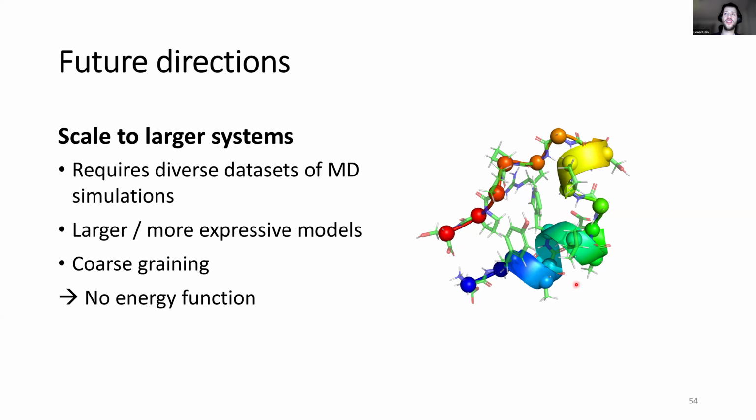So there's no energy function for these systems if we have coarse-grained them, so we cannot do the reweighting. But as I've shown before, the results were quite good even before reweighting. So they might be, depending on the application, sufficient.